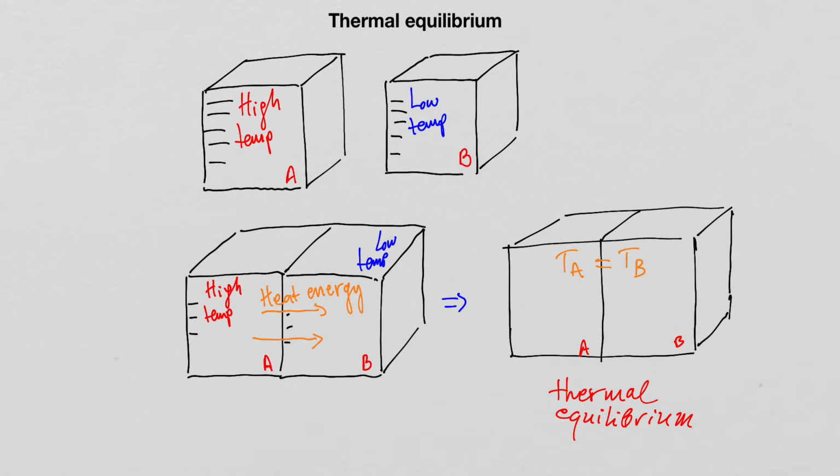Once the two temperatures are equal, the temperature of cube A equals the temperature of cube B. There is no more transfer of heat energy between the two cubes. And then we say that those two cubes have achieved thermal equilibrium. So any two objects that are at the same temperature are essentially in thermal equilibrium. They don't even have to be in contact with each other. As long as their temperatures are the same, they are in thermal equilibrium. This statement is at the heart of the Zeroth Law of thermodynamics.